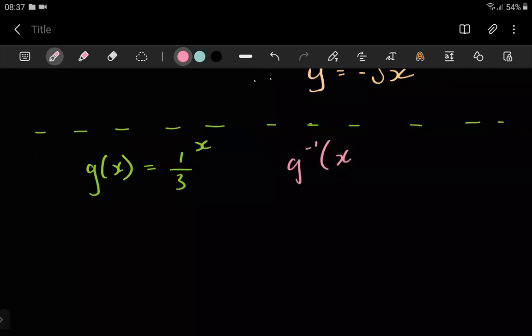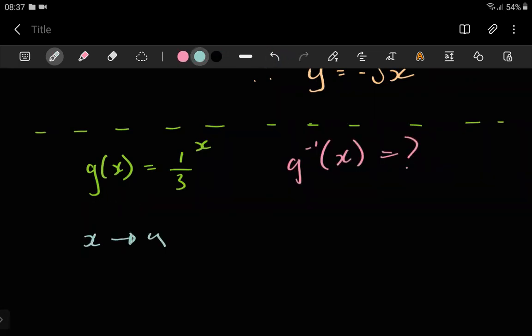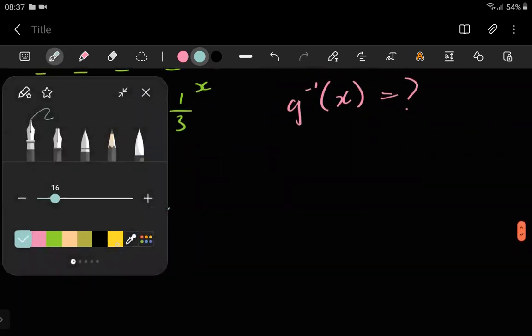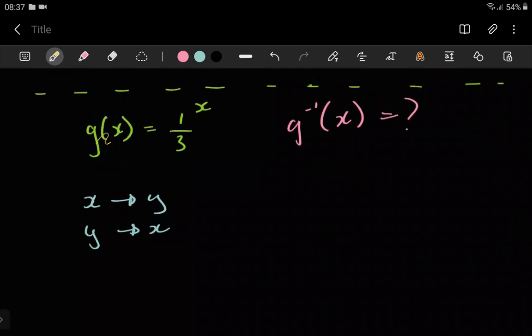The inverse of g of x, what we know is for us to get it, we have to firstly swap: x becomes y, and y becomes x. Now, with that being said, this is y. We already know what this looks like. y is equal to this. So we're going to swap them around, meaning that y here becomes x, and x there becomes y.